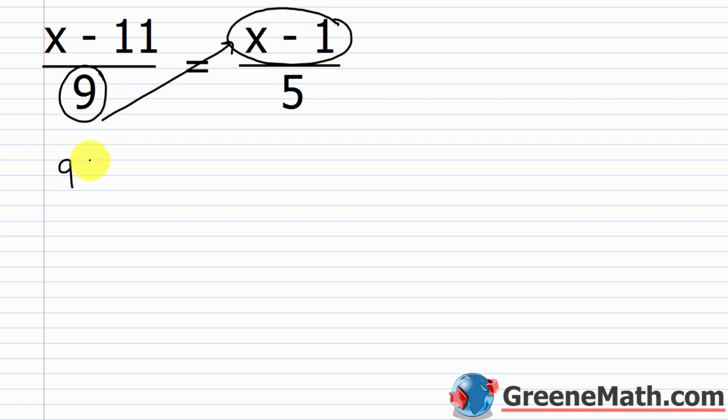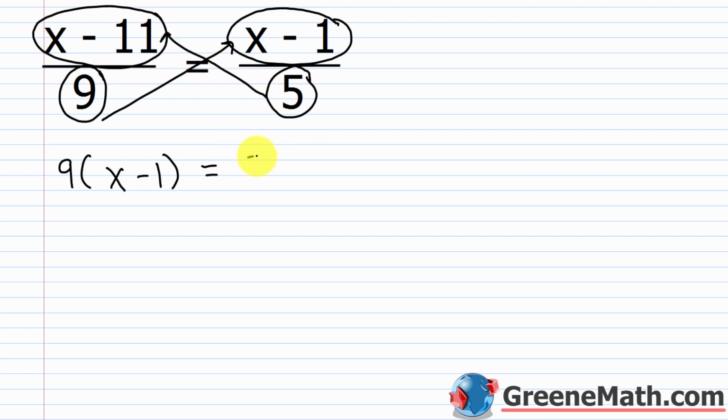So I'm going to say 9 times the quantity x minus 1, and then is equal to, again, the same thing over here, 5 times this quantity x minus 11. So 5 times the quantity x minus 11. Very important that you use parentheses, otherwise you will not get the correct answer. So use my distributive property to start.